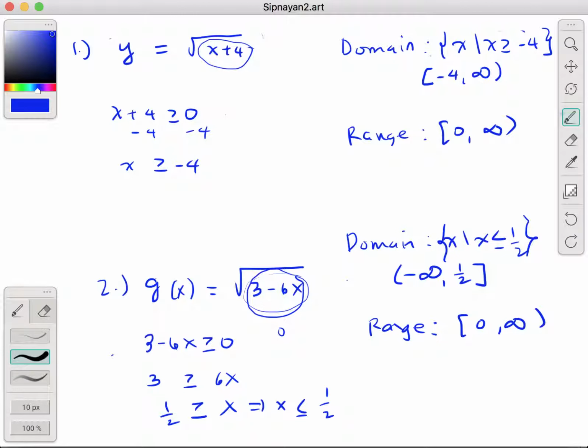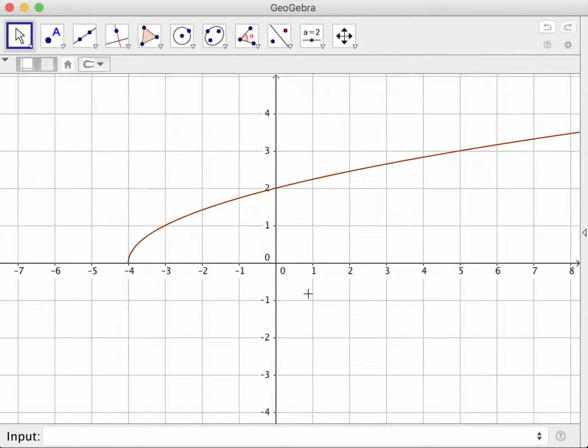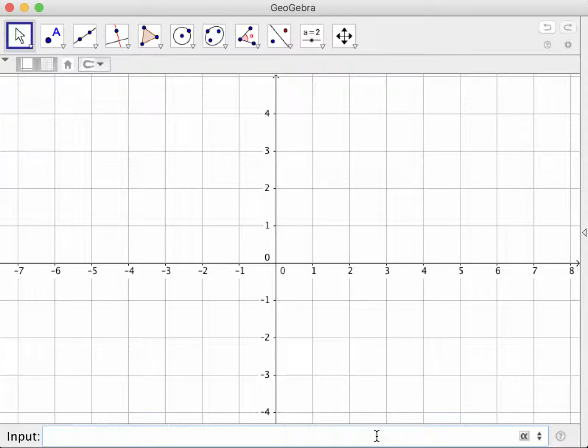We can check the graph of, what was that? G of x equals square root of 3 minus 6x. Tama ba? Tama ba yung ating equation? 3 minus 6x, tama. Okay?